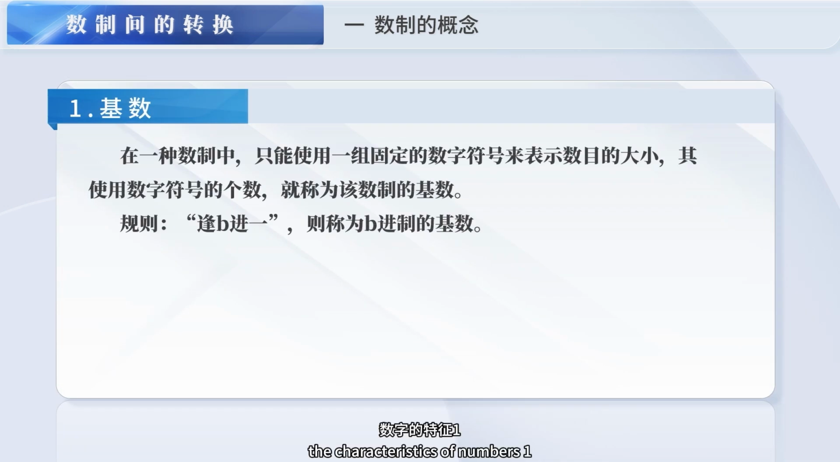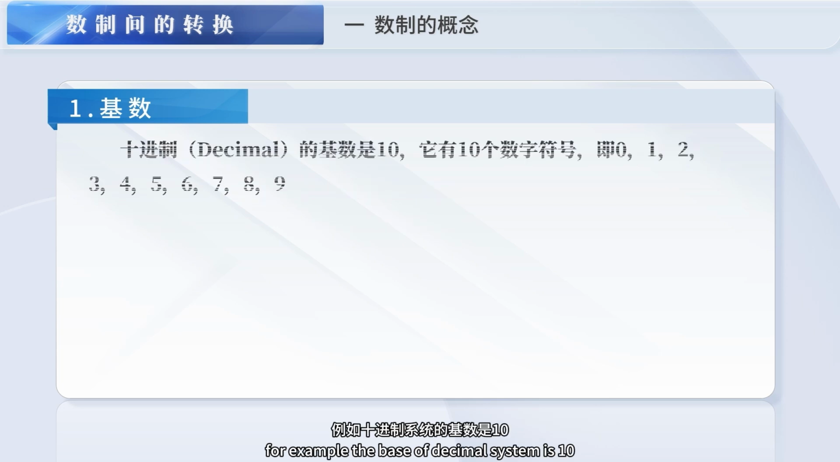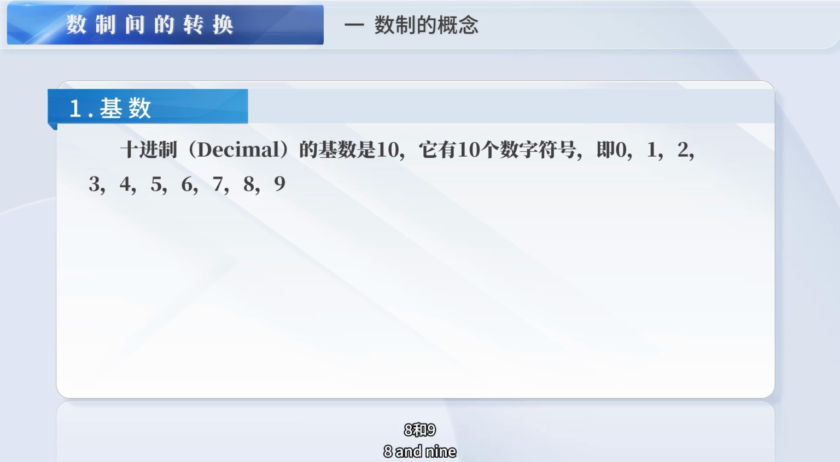The characteristics of numbers. 1. The base in a number system. Only a fixed set of number symbols can be used to represent the size of numbers. The number of digital symbols used is called the base of the number. The rule is to carry over at base B, which is called the base of the B system. For example, the base of decimal system is 10. It has 10 numeral symbols, namely 0, 1, 2, 3, 4, 5, 6, 7, 8 and 9.